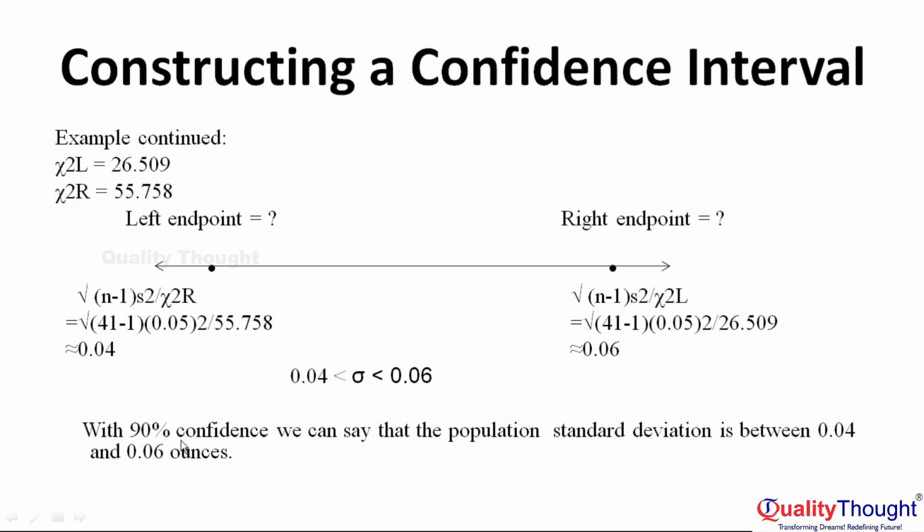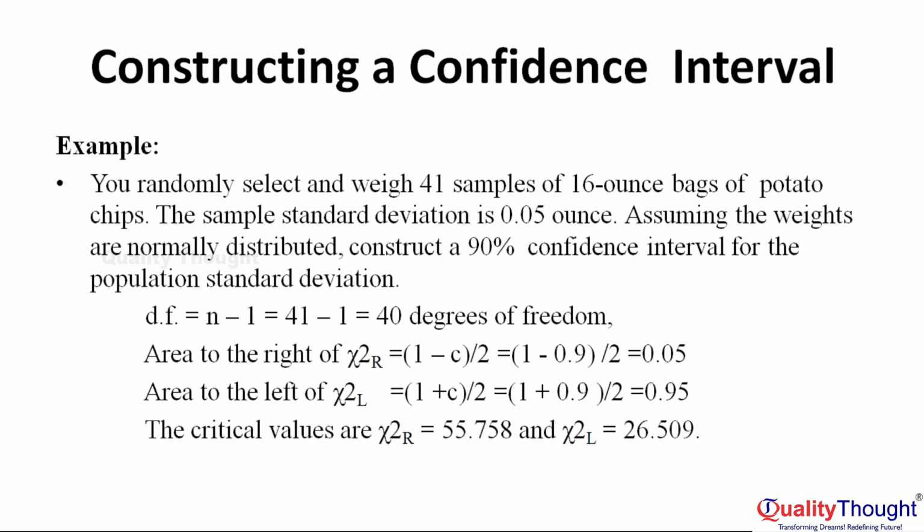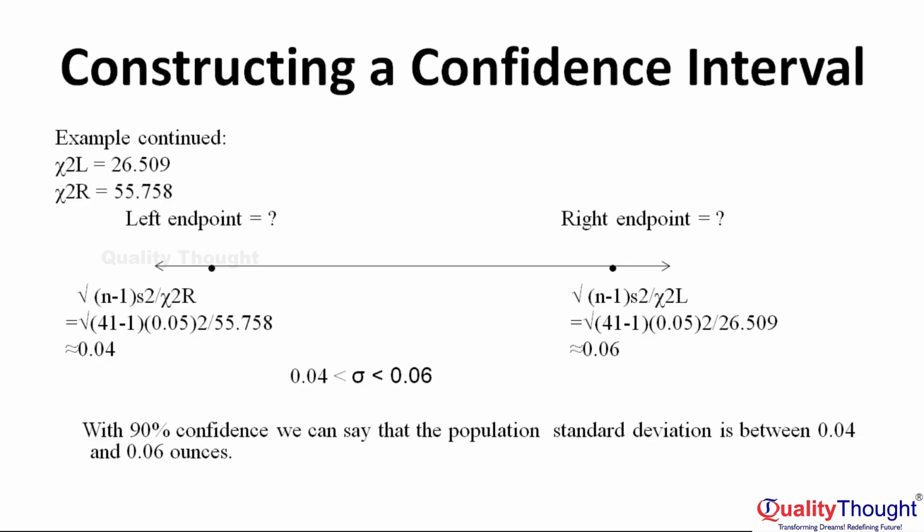So we are 90% confident that the population standard deviation is between 0.04 and 0.06 ounces. Why? Because they have given the sample standard deviation as 0.05, but we need to estimate the population standard deviation. So guys, this is all about the chi-square distribution.